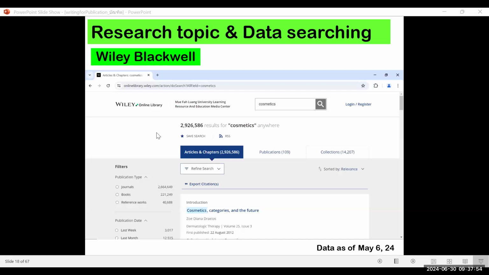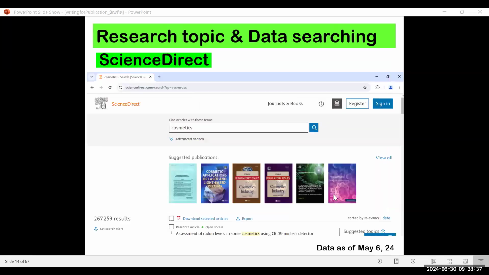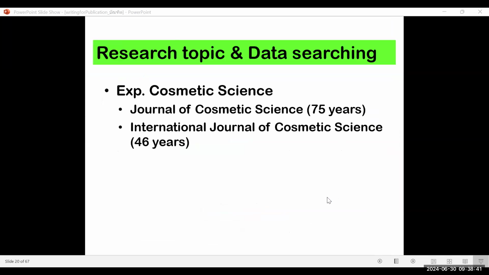What next, sorry, so go back to the theme over here. After you have crafted your idea, at the time you have to work on data searching, you can craft the keyword, shaped with your main concept of idea and the related terms that you can work with. Later on, you can search and receive an adequate amount of output for your research, right? I'm going to skip from here.